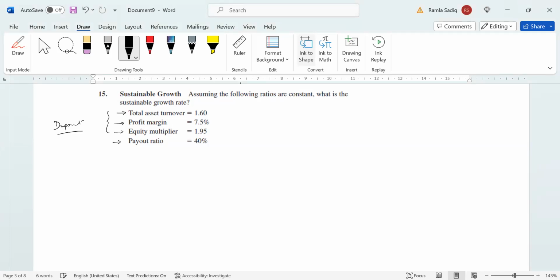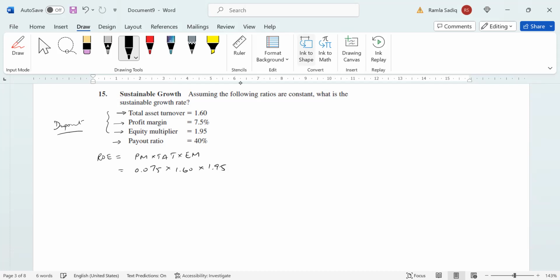And so we start off with that. According to the DuPont analysis, ROE equals our profit margin multiplied by our total asset turnover multiplied by our equity multiplier. And so all three elements are present right in front of us. We're just going to go ahead and plug them in. Profit margin is 7.5%, so that's 0.075. Our total asset turnover is 1.6 times. We're going to go ahead and put that in there. And our equity multiplier is 1.95.